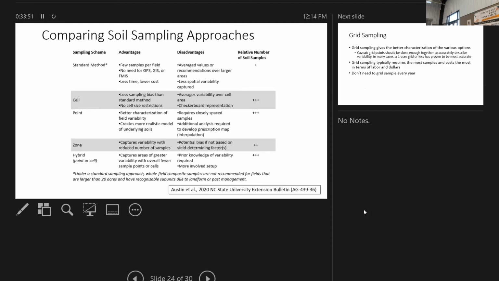This is out of an extension publication from North Carolina State that I mentioned. It talks about some of the advantages and disadvantages of these different methods and the number of soil samples that you need to collect. We've already gone over these pretty much. It really comes down to cost and accuracy, so weighing those benefits and disadvantages.